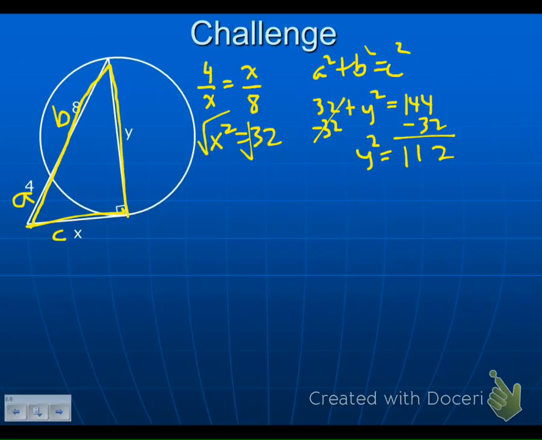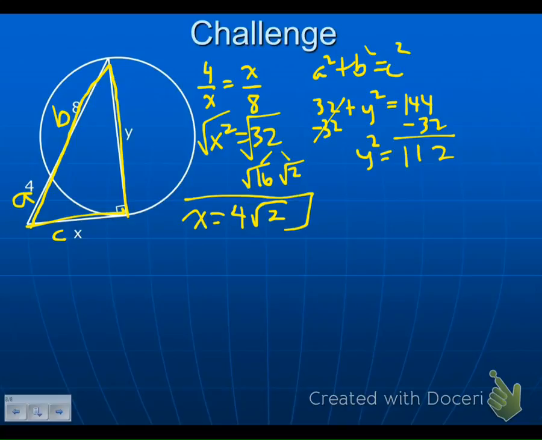So this is going to be simplify. That's going to be 16 times 2. So that's going to be x equal to 4 radical 2. And we wouldn't use negative values here because it wouldn't make sense, right? We can't have negative lengths.